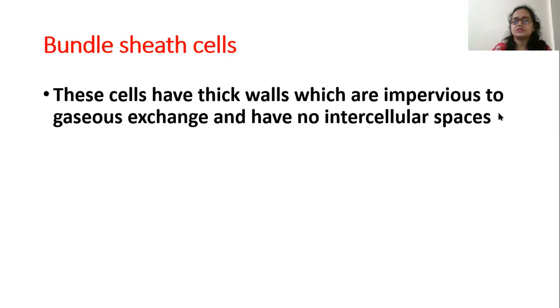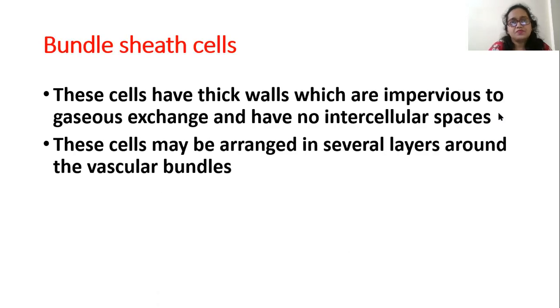So what are the characteristics of these bundle sheath cells? These bundle sheath cells have thick walls which are impervious to gaseous exchange and have no intercellular spaces. This quality of the bundle sheath cell would not allow carbon dioxide to escape from it. In this way, they are concentrating more and more carbon dioxide around the Rubisco enzyme.